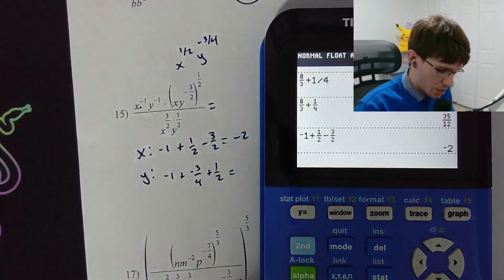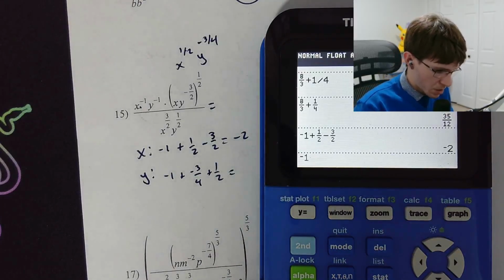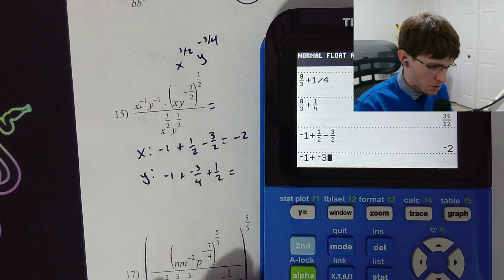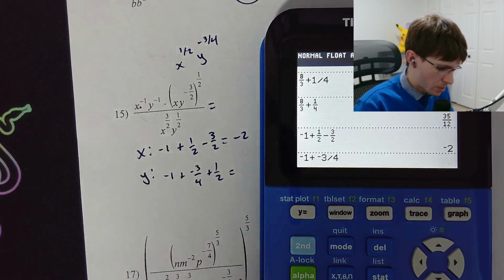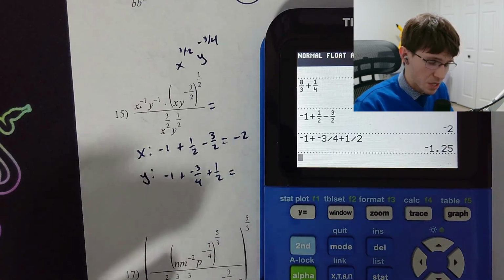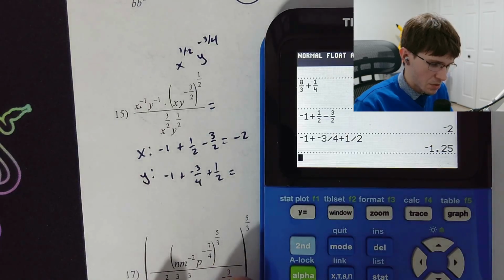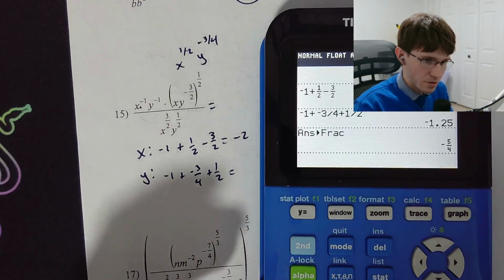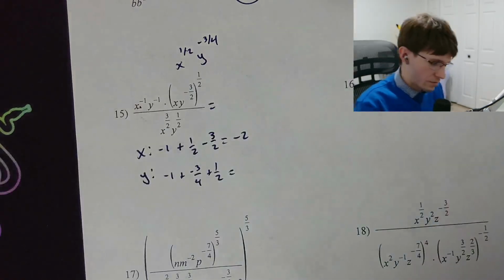And for the y, we're getting -1 plus -3... I'm going to show you another way, by the way, just because I already forgot and messed it up. It's going to give you a decimal answer. Anytime it gives you a decimal answer, you can always hit math enter and it will convert it to a fraction for you. So -5 over 4.